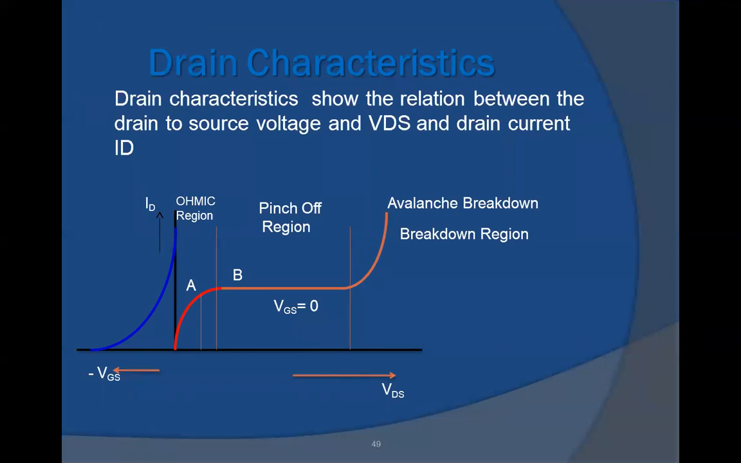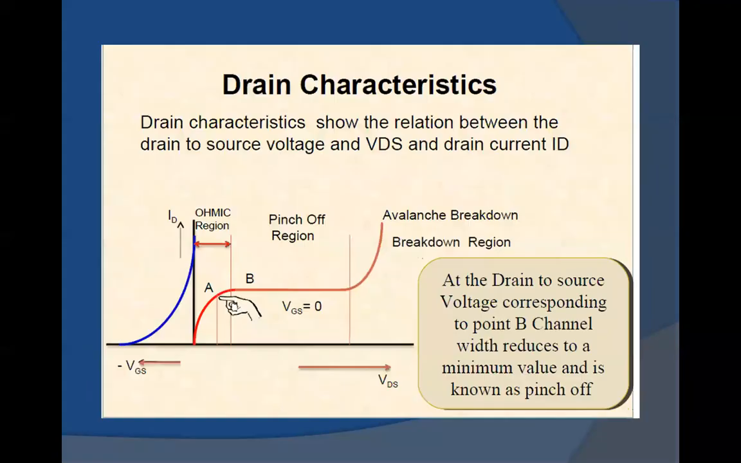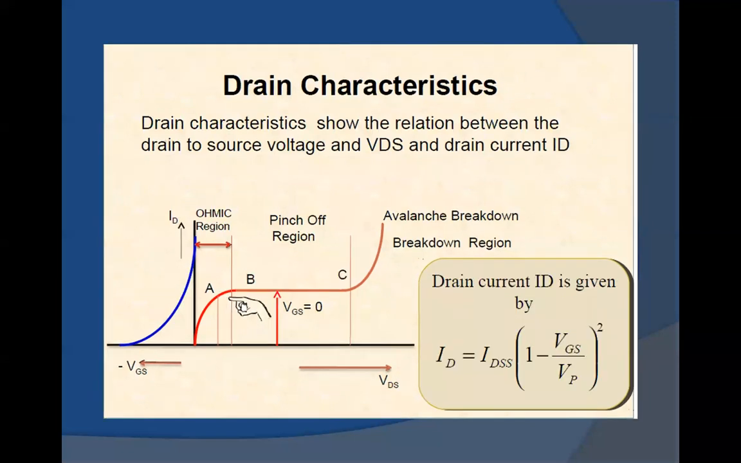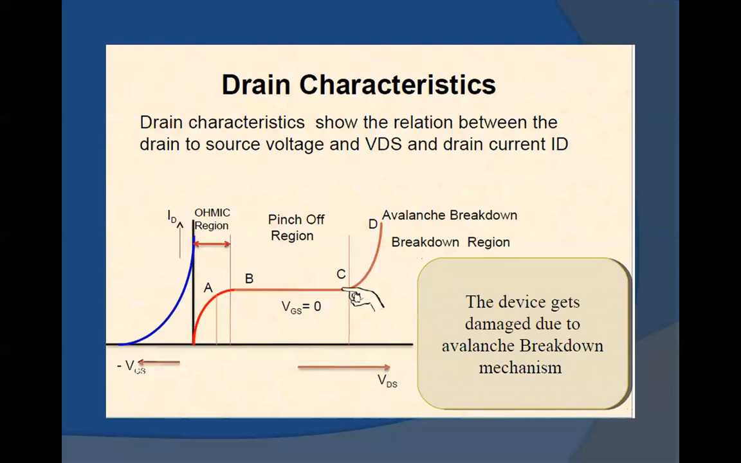The next, drain characteristics. Drain characteristics show the relation between drain to source voltage and drain current. So here you will have three different types of region: ohmic region, pinch off region, avalanche breakdown region. In the drain characteristics, in the VDS, voltage drops corresponding to point B. Channel width also reduces to a minimum value, which is known as the pinch off region. Here the ID current will be equal to IDSS into 1 minus VGS divided by VP whole square. Here the device may get damaged due to avalanche breakdown mechanism.